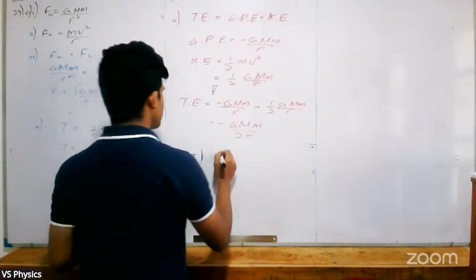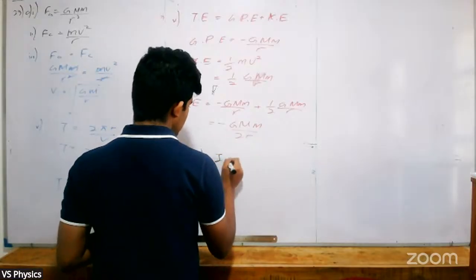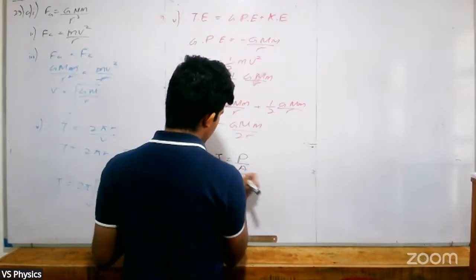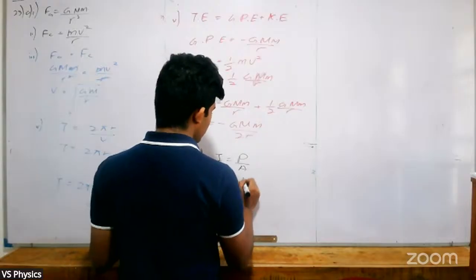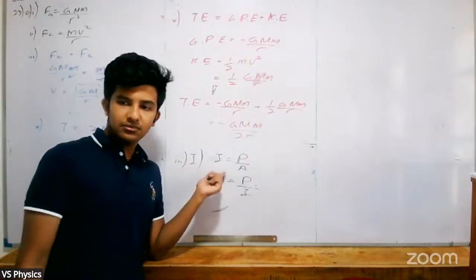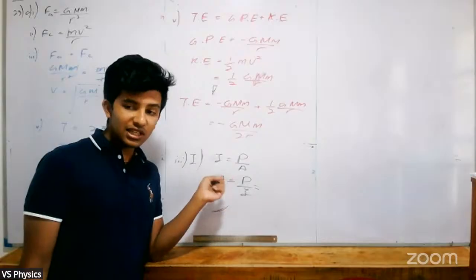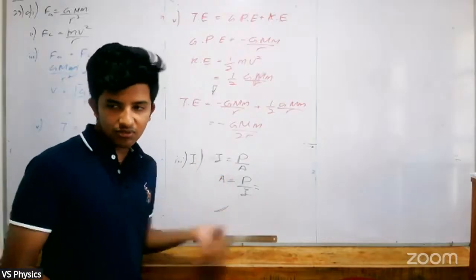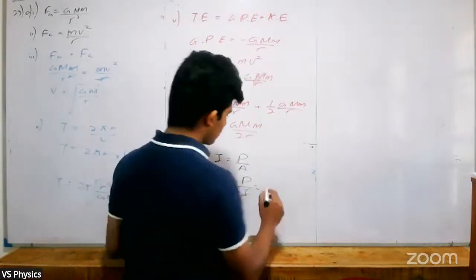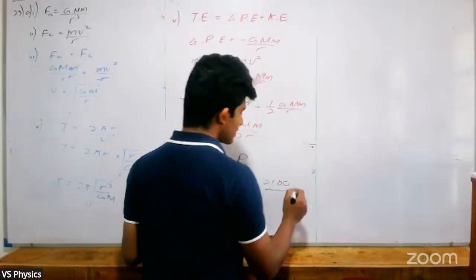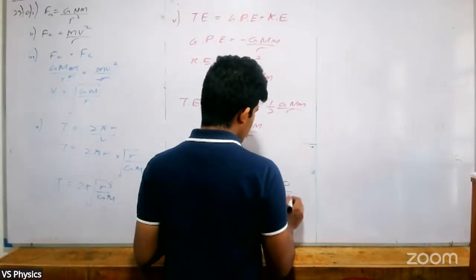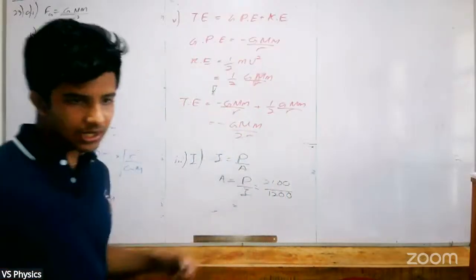We can write intensity is equal to power over area. Then, we are finding area, so we can write power divided by intensity. Light is the first place you get this equation, then you continue using it. What is power? 2.1 kilowatts, so we can write 2100 watts. Intensity is 1200 watts per meter squared.